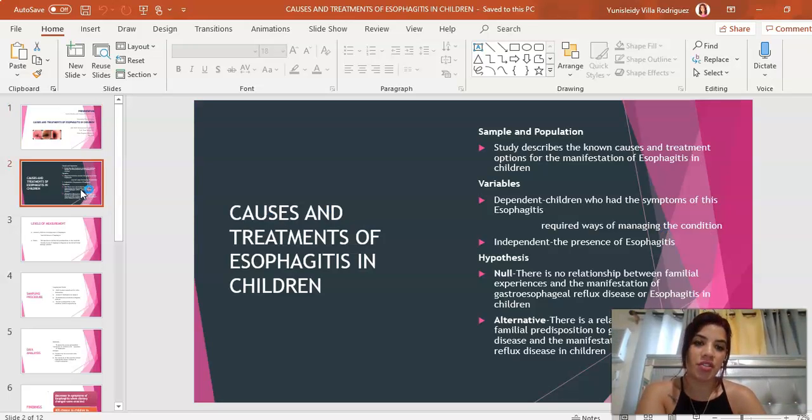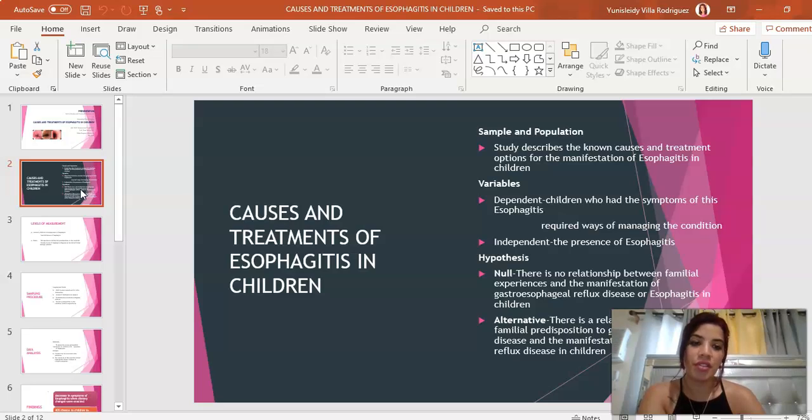Sample and population. The study describes the known causes and treatment options for the manifestation of esophagitis in children. Variables. Dependent: children who had the symptoms of esophagitis. Independent: the presence of esophagitis.